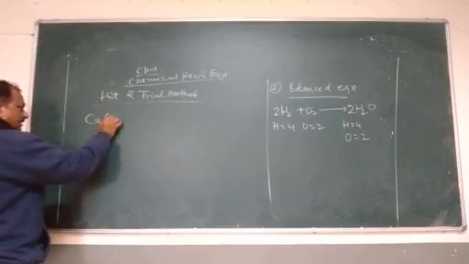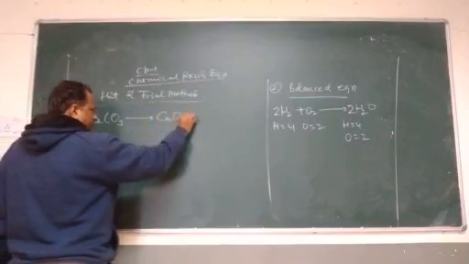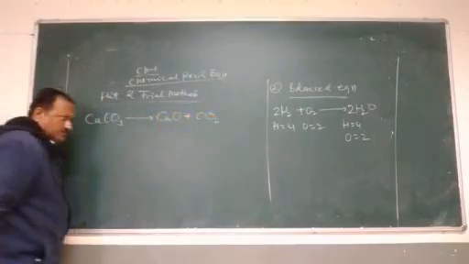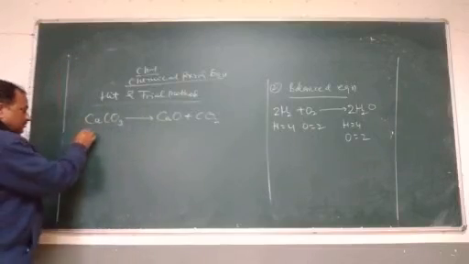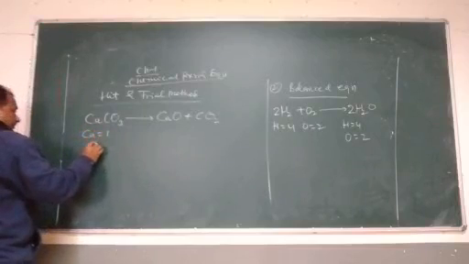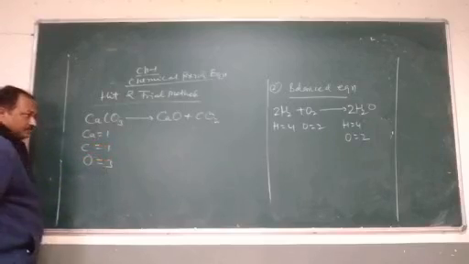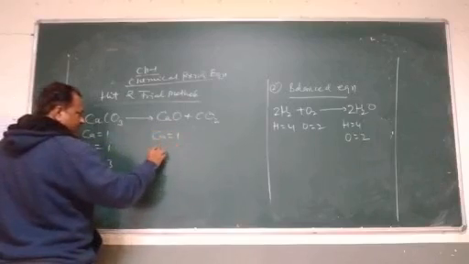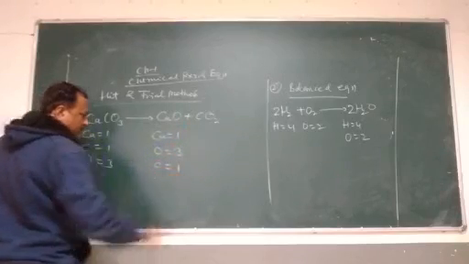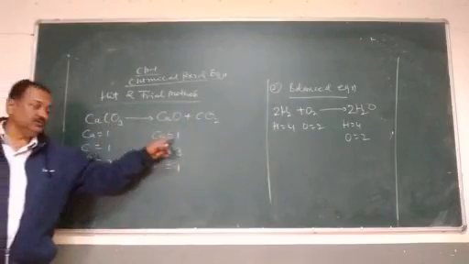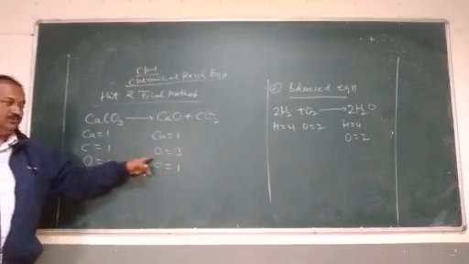Again, CaCO3 on heating forms CaO plus CO2. How to start balancing? So counting is important. Calcium is equal to 1, carbon is equal to 1, and oxygen is equal to 3. On this side, calcium is equal to 1, oxygen is equal to 1 plus 2, which is 3, carbon is equal to 1. So we compare. Calcium is equal to calcium, carbon is equal to carbon, oxygen is equal.